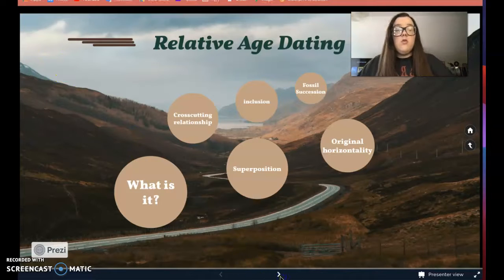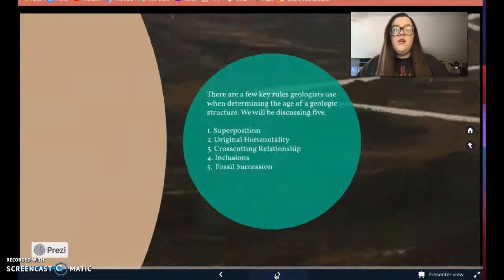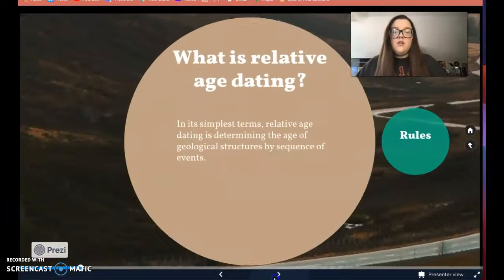So, first of all, what is it? Relative age dating, in its simplest terms, is determining the age of a geological structure by a sequence of events. And there are a few ways geologists determine the age of a geological structure, and we're going to be discussing 5 today: superposition, original horizontality, cross-cutting relationships, inclusions, and fossil succession.